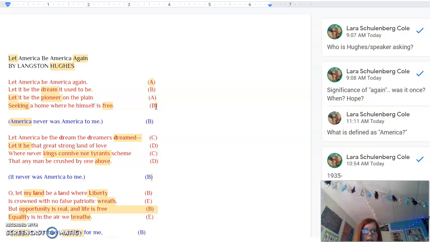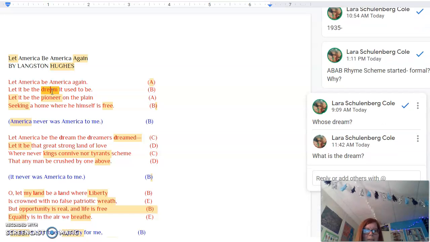And I kind of wondered, and you could see in my question down here, why is it a formal rhyme scheme? We're looking at more modern poetry. What's the purpose of that formal rhyme scheme? All right, so I get through, let America be America again. Let it be the dream it used to be. Well, we've just read Gatsby, so dream is already right there in my head towards the surface. So I start thinking about, what exactly is being defined as the dream? Whose dream? You notice I'm writing questions early on that most likely will be answered as I continue reading.